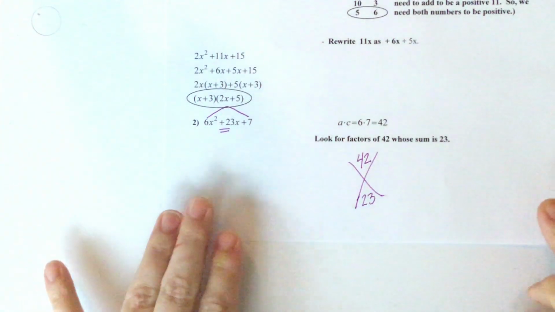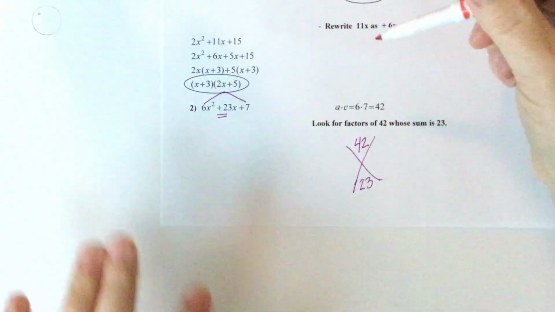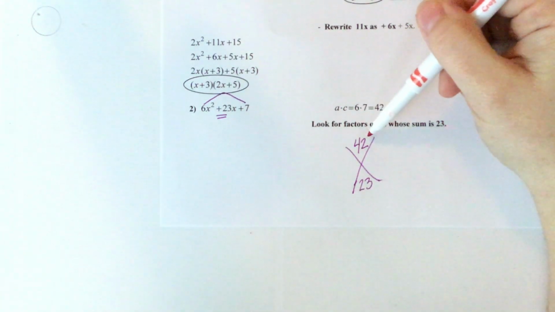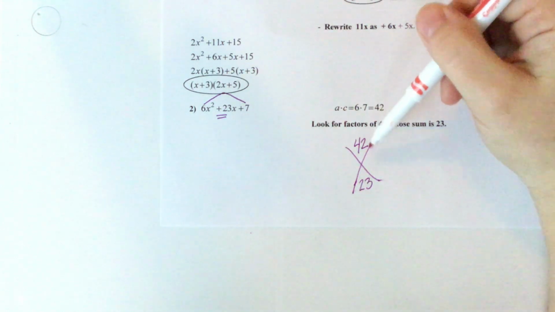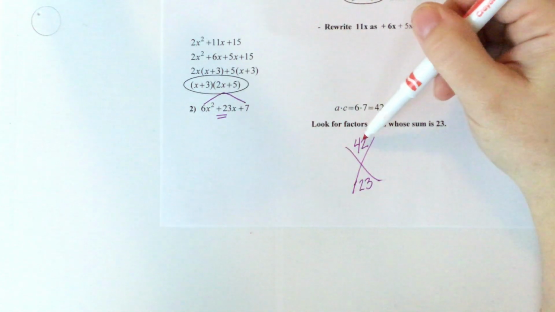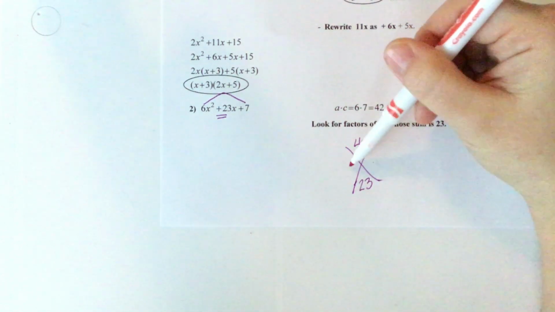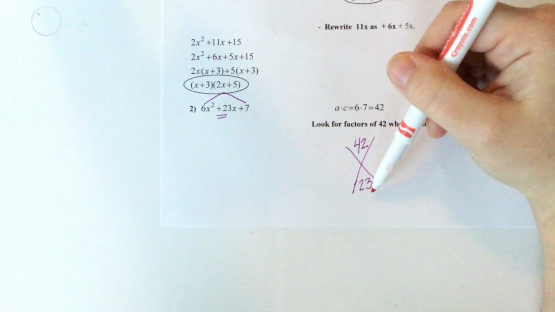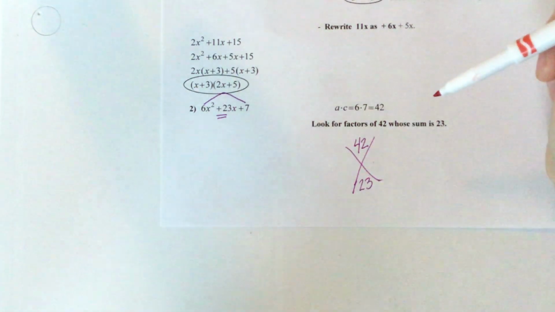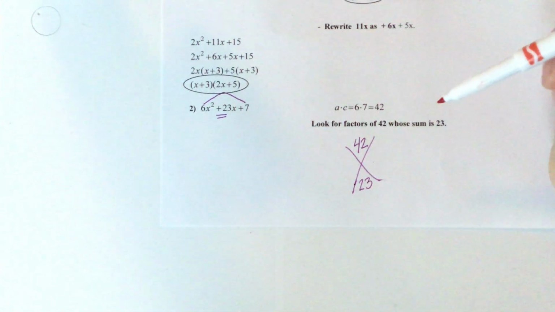All right, so it's like a little puzzle. You're trying to figure out 2 numbers that multiply to make 42 and that add to make 23. So I need 2 numbers that are going to multiply to make 42, and those same 2 numbers add to make 23. Now, some students can get these numbers in a flash, and other students sit there for 10 minutes.